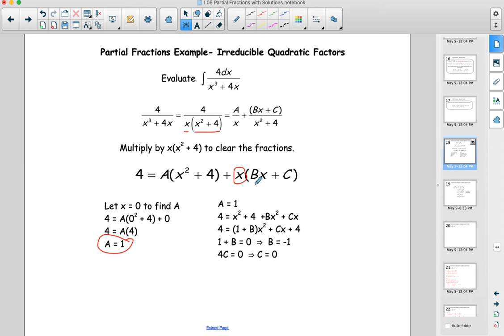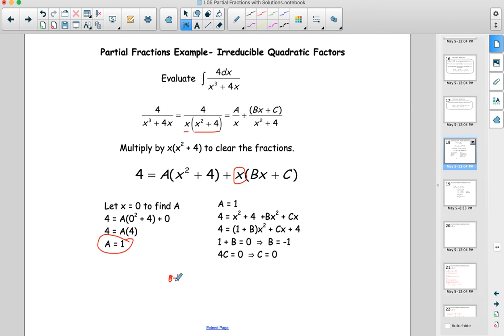Now it's a little bit tricky to work on the next piece. So we now know A is 1. So what we're going to do is plug in a 1 here, and we're going to get 4 is equal to x squared plus 4. If I distribute here, I will get Bx squared plus Cx. And then I'm going to write this in quadratic form. I want to know what the coefficients of each term are, and I choose to write it in descending order.